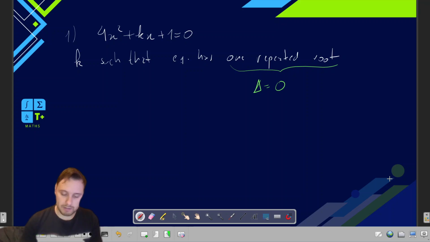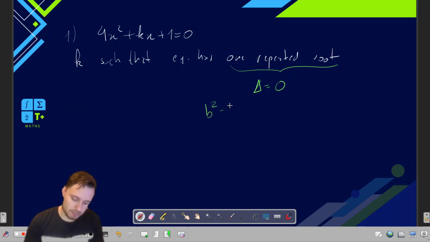In order to guarantee that my equation has one repeated root, we need to guarantee that my discriminant is equal to 0. So what is my discriminant? My discriminant is b squared minus 4 times a times c.